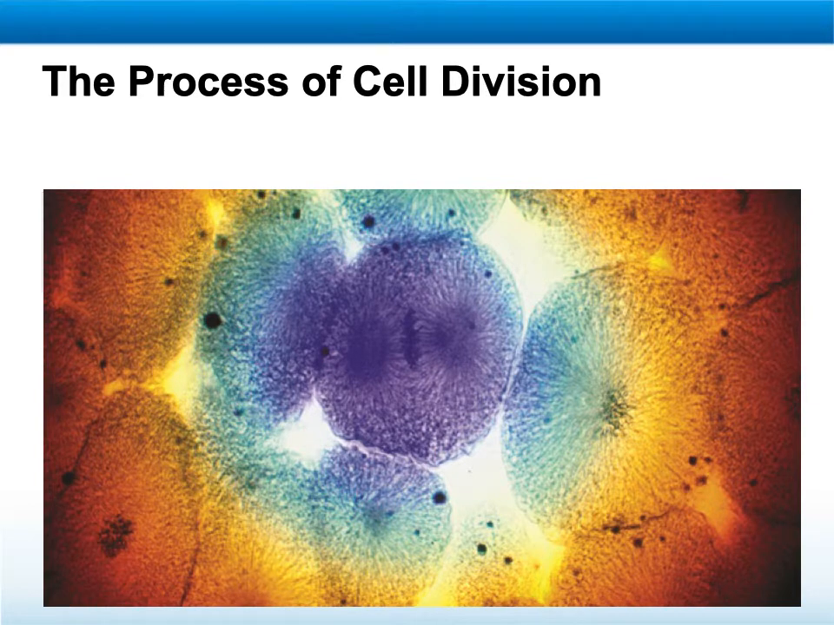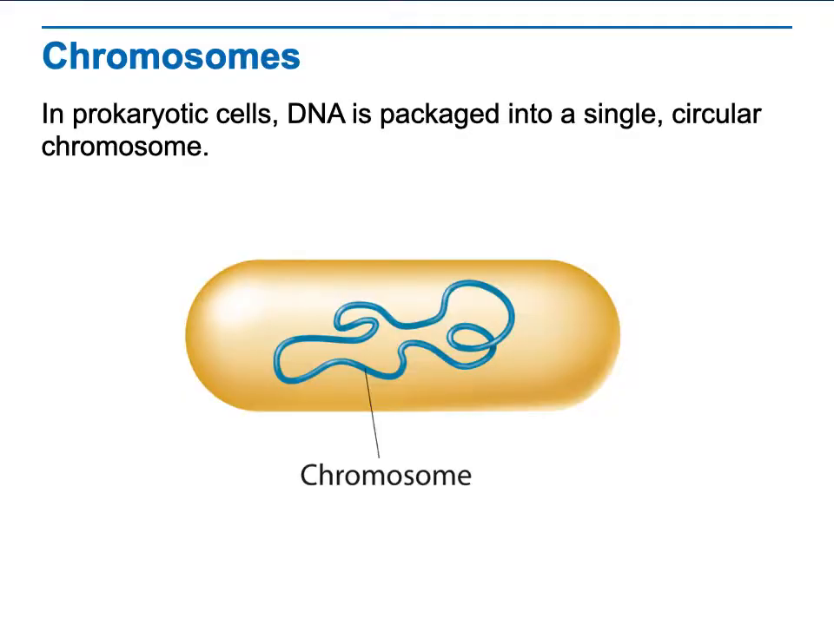Well, today I'd like to discuss the process of cell division. For starters, the cell cycle is how the cells reproduce. All cells store genetic information in chromosomes, and most prokaryotic cells have a singular circular chromosome. This chromosome is found in the cytoplasm, as you can see in this figure.